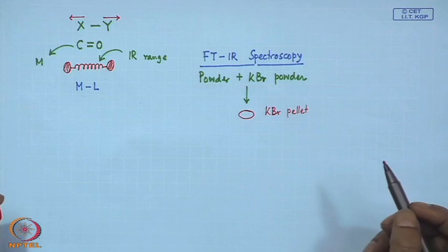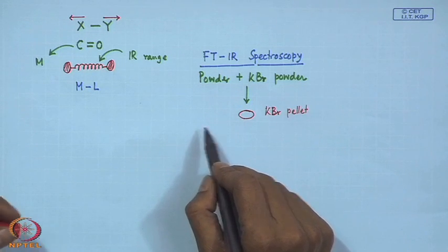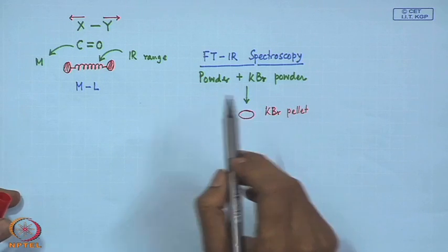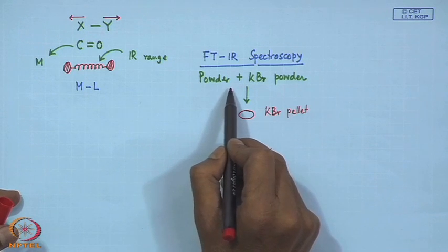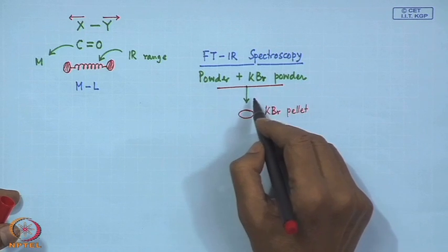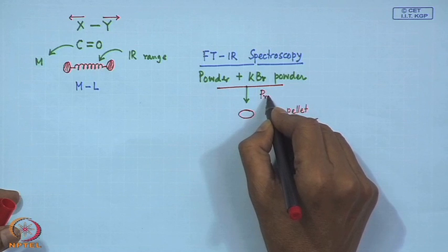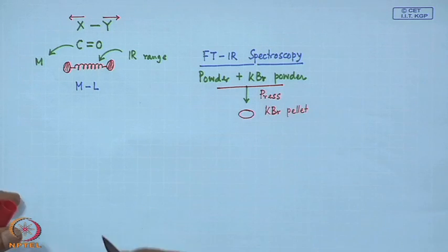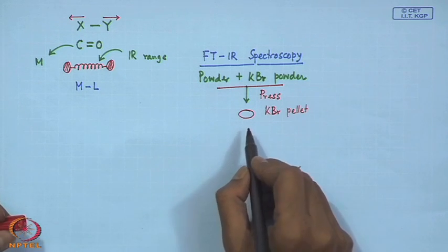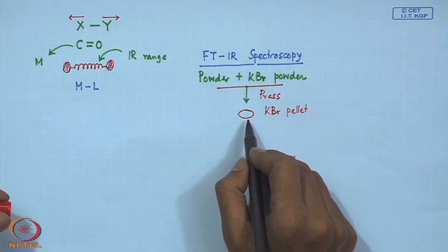So, this KBr pellet is formed, and this particular pellet is inserted into the machine to record the corresponding FTIR spectrum. Our sample is ground with KBr powder and then pressed in the corresponding hand press. So, it is within the press. We press this material so that we get a nice KBr pellet, and this KBr pellet is then inserted in the machine.